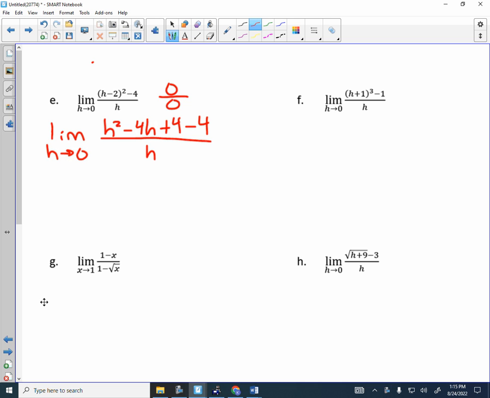What happens? The 4's cancel. Now you can factor an h on top: limit as h goes to 0 of h times (h minus 4) over h. So now you're going to get rid of those h's. Can I now plug in 0? Yeah. And I get? It is absolutely astounding.